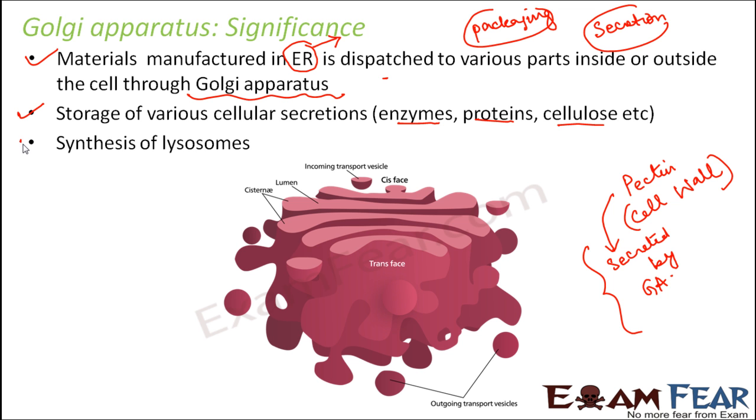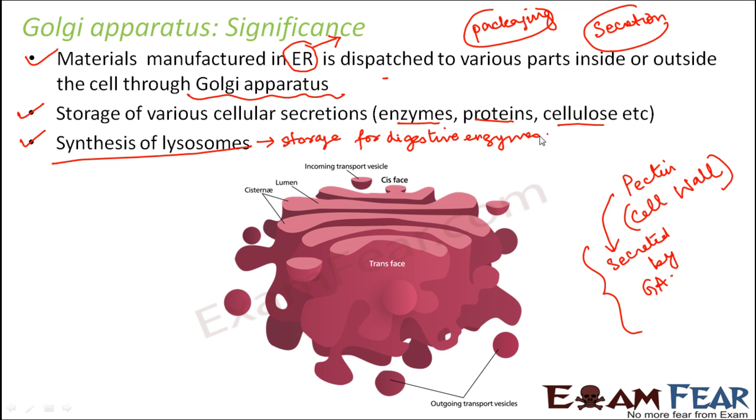It also helps in synthesis of lysozymes. Now you might ask, what are lysozymes? These lysozymes act as storage vesicles for digestive enzymes. Now digestive enzymes are extremely important, right? Because the process of digestion is very, very important. So these are like small single membrane bound spherical shaped vesicles. They will help in storing the digestive enzymes.